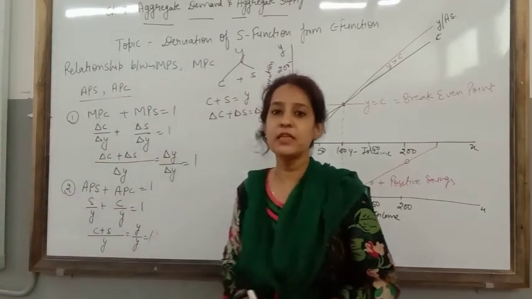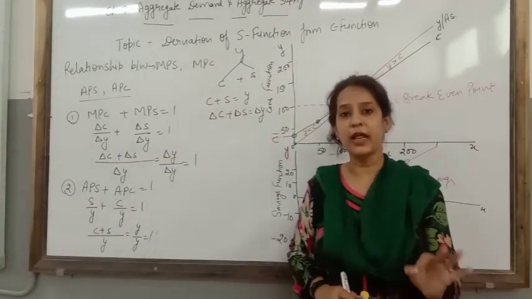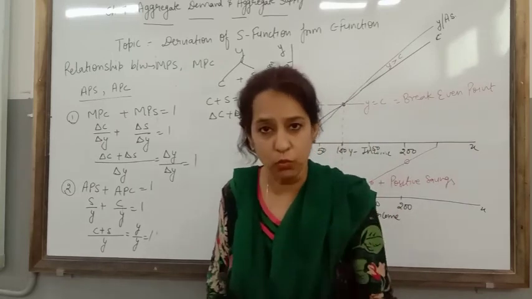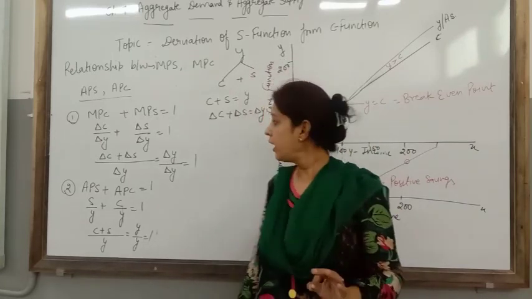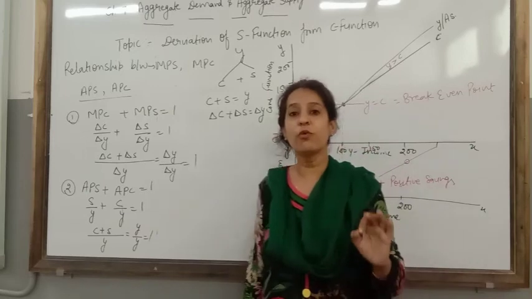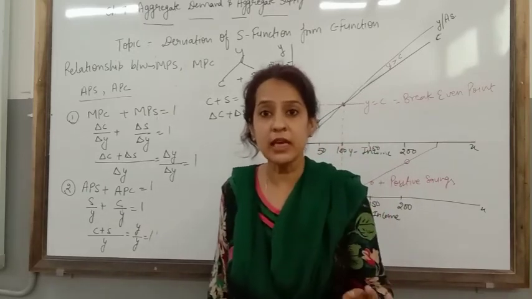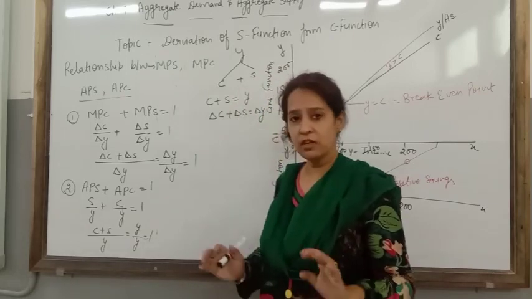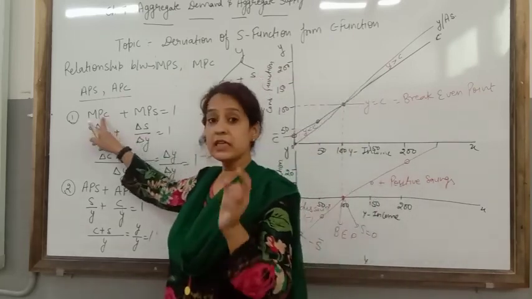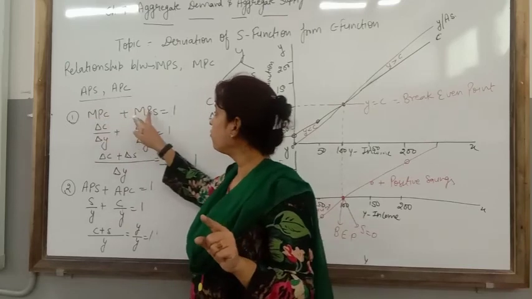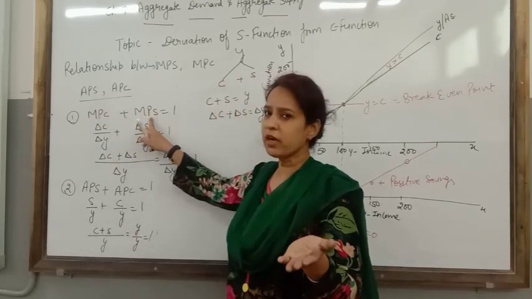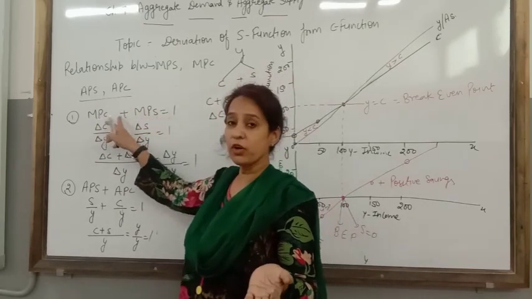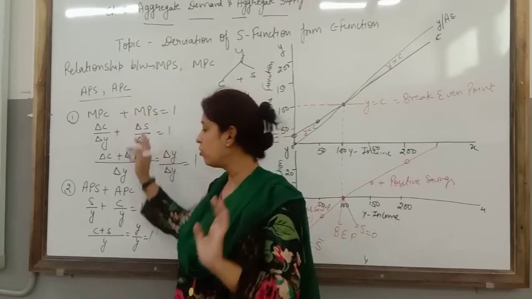If MPC is 0.8, then MPS will be 0.2. If APS is 0.4, then APC will be 0.6. Clear? I am just giving you the example. If MPC is 0.8, then what will be the value of MPS? You can find out very easily. 1 minus 0.8 equal to MPS equal to 0.2.